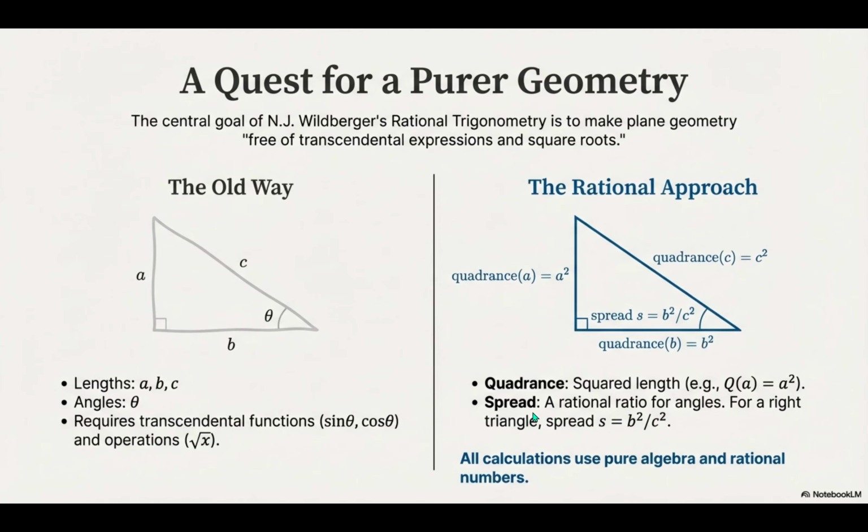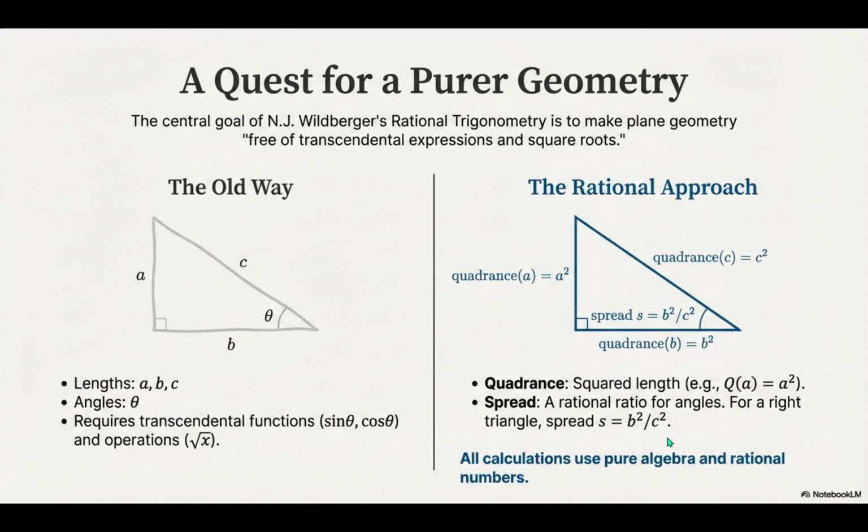Let's call it S. In a right triangle, the spread is just the ratio of the quadrances of the opposite side to the quadrance of the hypotenuse. So b squared over c squared. Exactly. It's always a rational number between 0 and 1. You've just swapped a transcendental concept, the angle, for a simple ratio of squares.